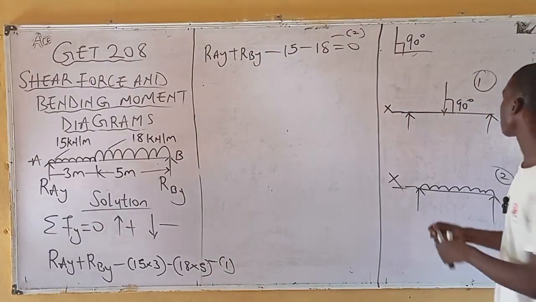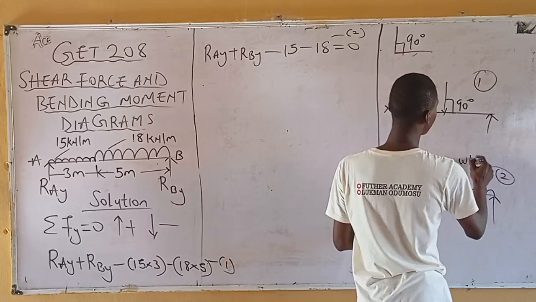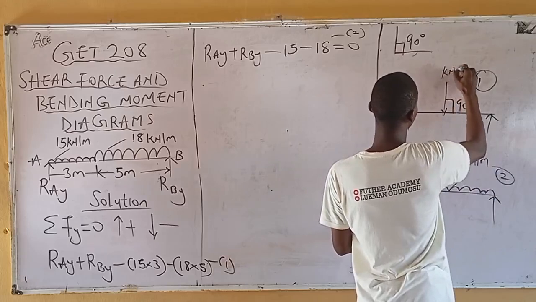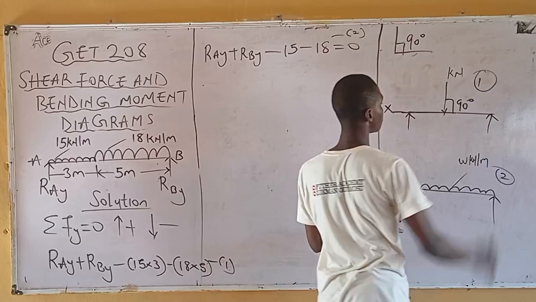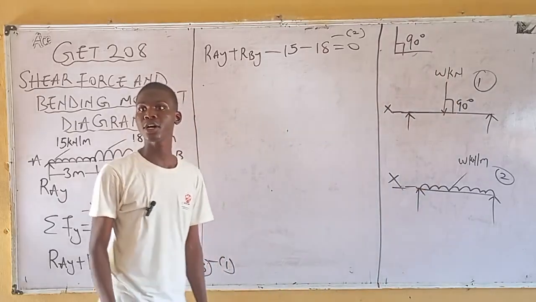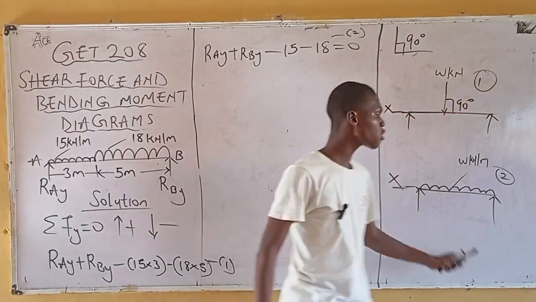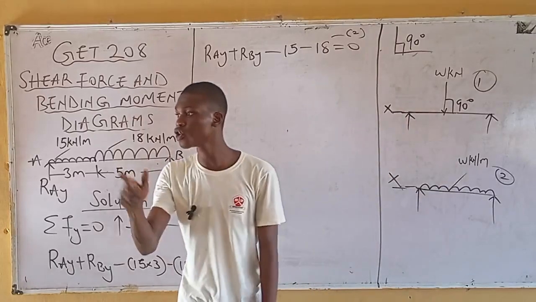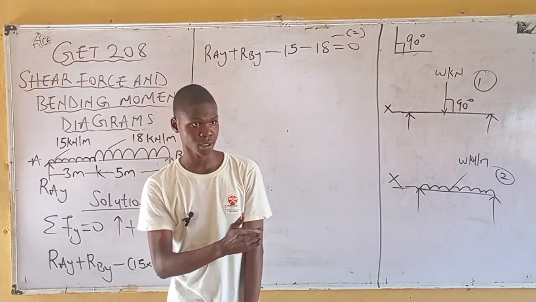Let's do it this way. What's the unit of this? W kilonewton per meter. What's the unit of this? Kilonewton. Sorry, kilonewton. This is W kilonewton, right? We are converting a UDL to a point load. It means that the unit is going to change. Are you getting me? Please pay attention. This is very, very tricky.